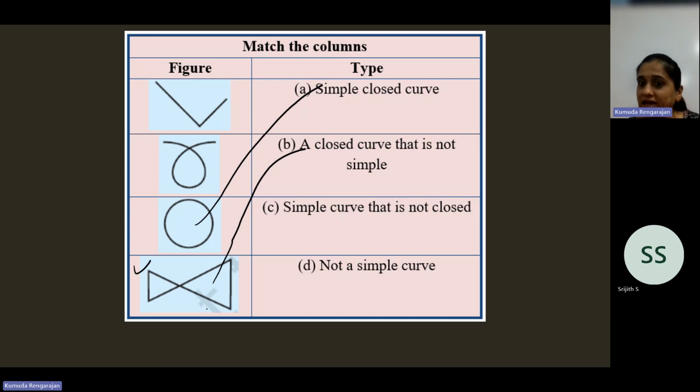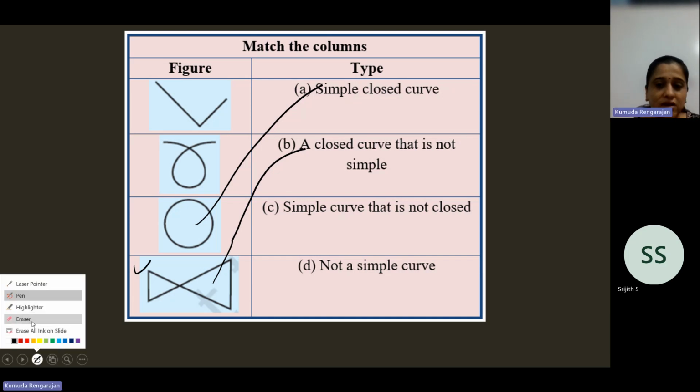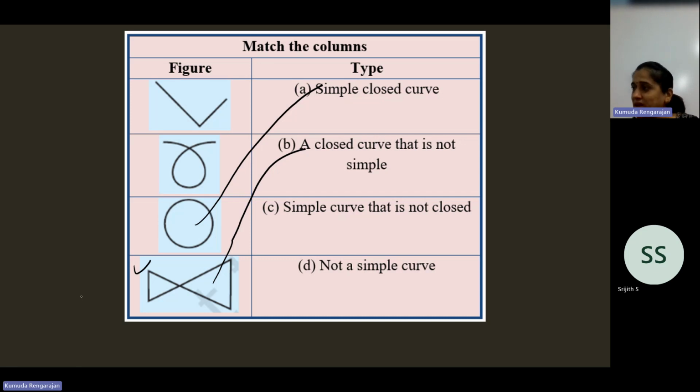Then C. Simple curve that is not closed. It should be simple but not closed. That means it should not cross over itself, but it should not be closed. That means it should be open. So this one, no. The first one is a simple curve. Why is it a simple curve? Because it's not crossing over itself. Is it a curve? Yes. Is it simple? Yes, it's not crossing over itself. It's not closed? Yes, it is open. Then, not a simple curve. Which is left now? This one. This is not a simple curve.